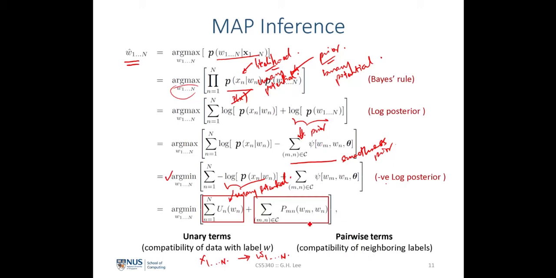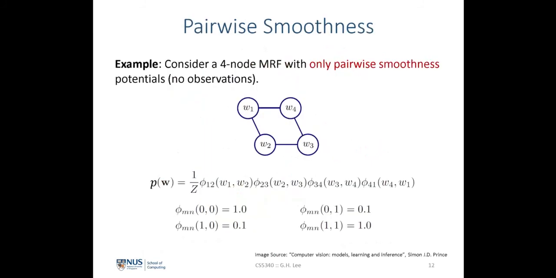This means that we want to also enforce that each one of these latent random variables be taking the same label as their immediate neighbors that are forming local cliques in the graphical model. Here's an example where we only consider a pairwise smoothness potential. This means that there is no observation, there's no x over here in this particular graphical model. And now we can see that this particular 4-node Markov random field is given by the probability.